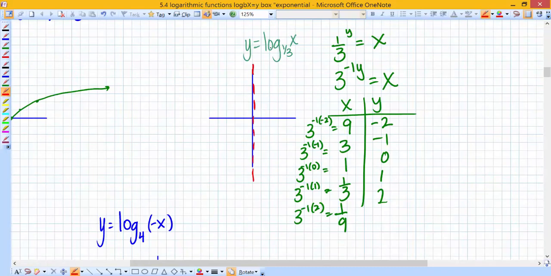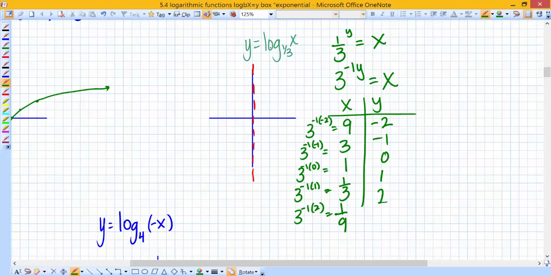I need to remember you cannot cross the axis unless there's a shift, and there isn't a shift here. There's no left or right movement. I would know that if there was a value with the x. So now I just need to plot these points. When x was 9, y was -2. Way out here, I'm not going to graph that. Let's see if I can figure out this graph without that.